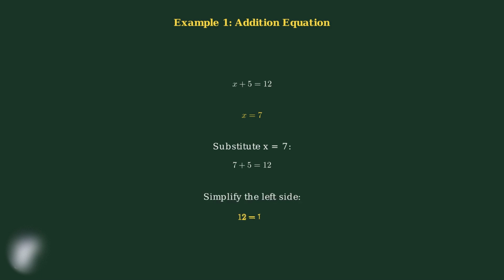Now we simplify the left side. 7 plus 5 equals 12. We get 12 equals 12, which is a true statement. This confirms that our solution x equals 7 is correct.